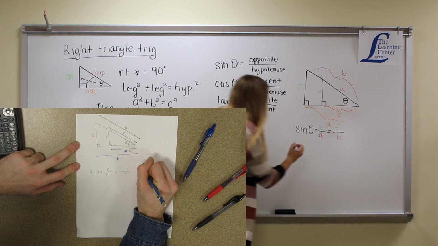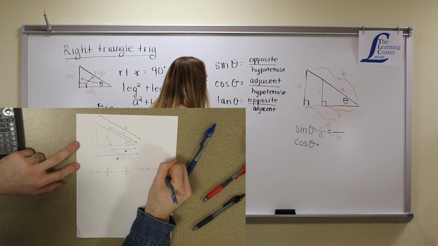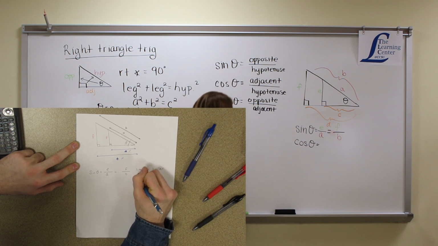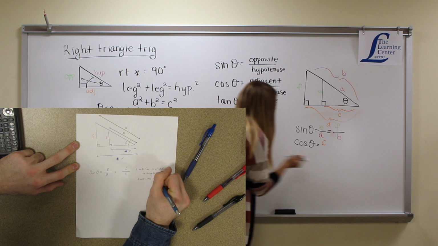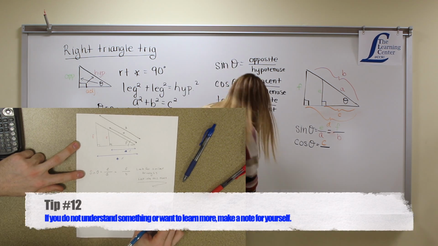Similarly, for cosine, the adjacent of the smaller right triangle is C. The hypotenuse of the smaller right triangle is A.